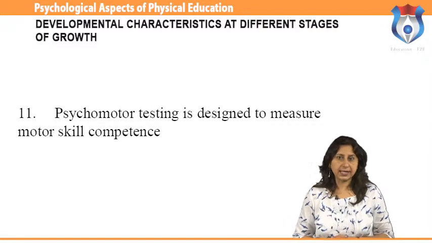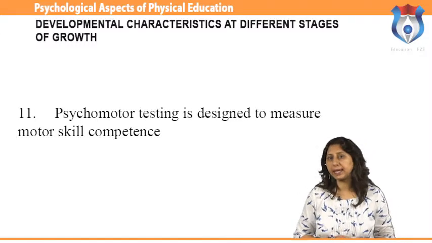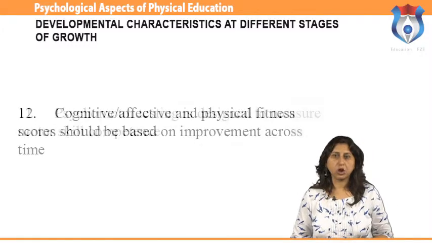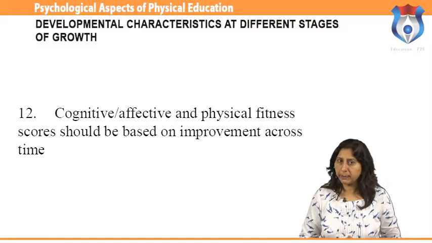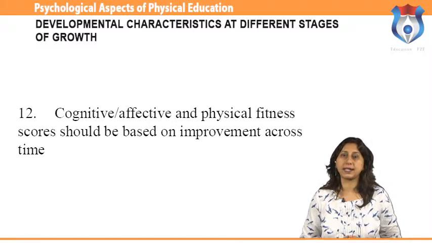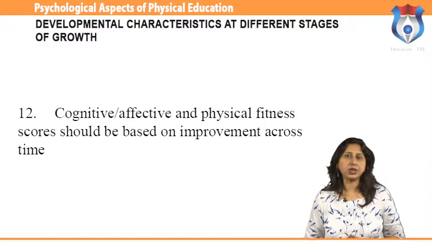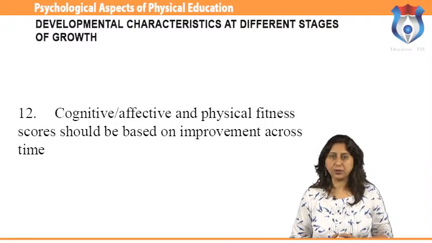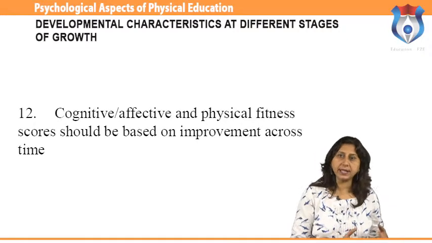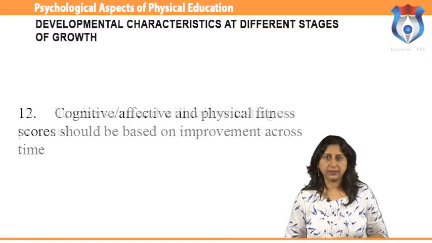Psychomotor testing is designed to measure motor skill competence. Cognitive, affective, and physical fitness scores should be based on improvement across time. An aggregate score is determined by grade level to determine the percentage of students who improve from pre-test to post-test.